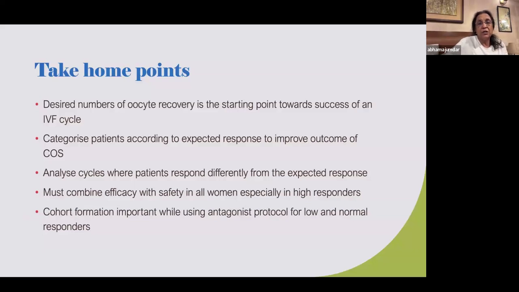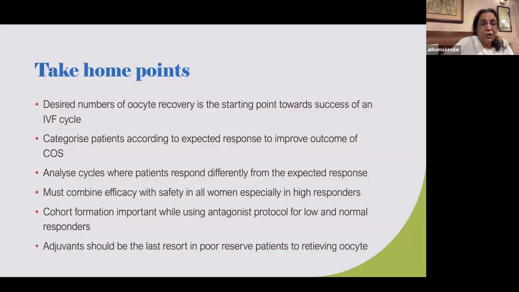Cohort formation is important while using antagonist protocol for low and normal responders. So in high responders, doesn't matter, you've stimulated and she didn't form a good cohort, you still got 10, 12 eggs. But in poor responders and low responders, if the cohort is not there, you may unnecessarily put the patient into the Poseidon category. Adjuvant should be the last resort in poor reserve patients before retrieving oocyte.